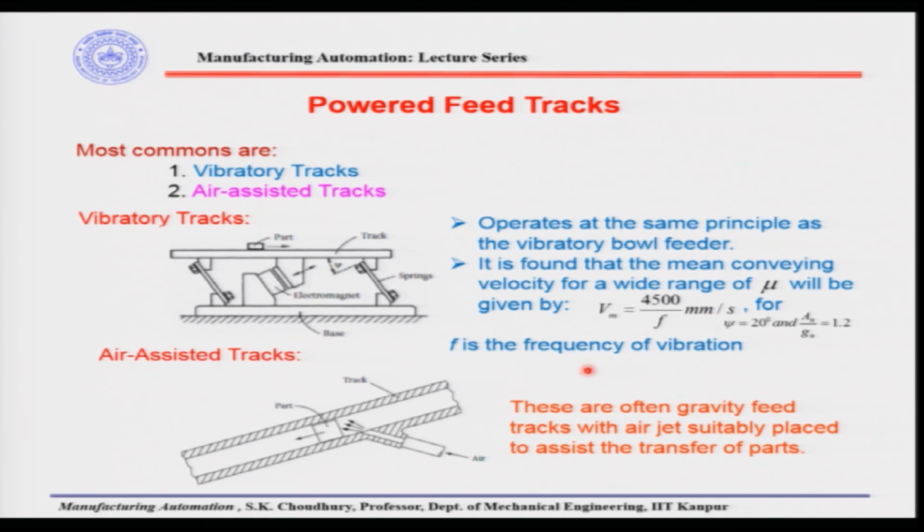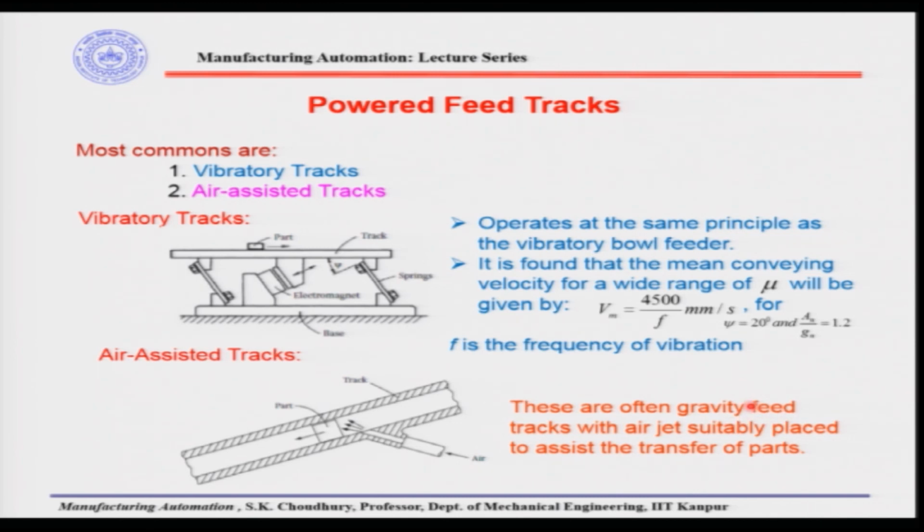Now, this is the vibratory feed track which is driven by an electromagnet, producing the vibration. There are also air assisted tracks, and the line diagram of an air assisted track is here. These are often gravity feed tracks.